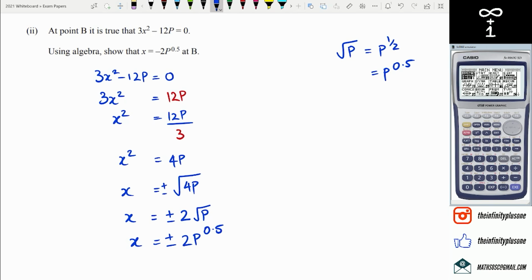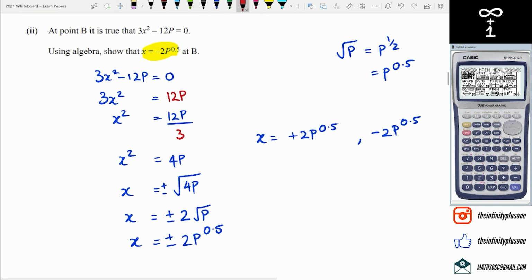And the reason we're not done here is because if you look at the original question, it actually gives you a hint. Show that x is equal to negative 2p to the power of 0.5, right? So if you go back to the graph, now we've actually got two values for x. Our first value is positive 2p to the power of 0.5, and our second value is negative 2p to the power of 0.5. Now, any number to the power of 0.5 is always going to be a positive number, right?